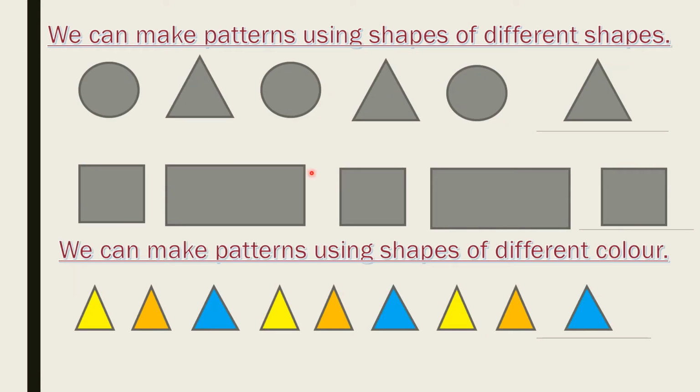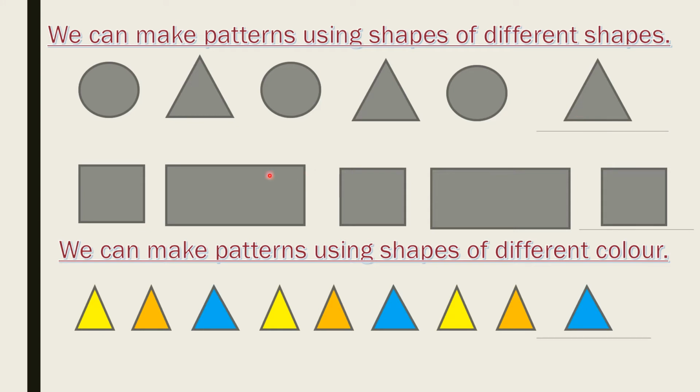Now another kind of pattern, we can make patterns using shapes of different shapes. Okay, you remember the first pattern we learned was of different sizes, big, small, like this. The second pattern is of different shapes. Look at this. This is a circle, triangle, circle, triangle, circle, triangle. So you can see this is a pattern of different shapes. The shapes are constantly changing, but they are repeating themselves. Circle, triangle, circle, triangle, circle, and then what would come after the circle?